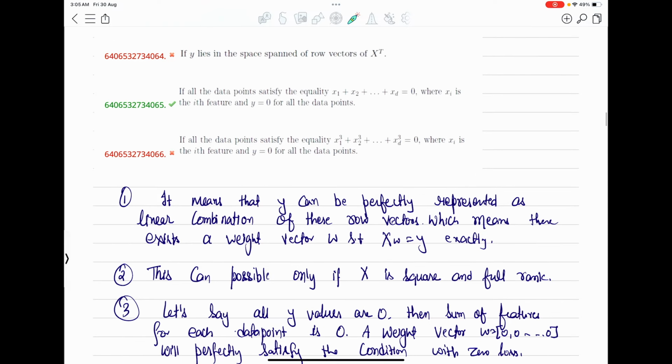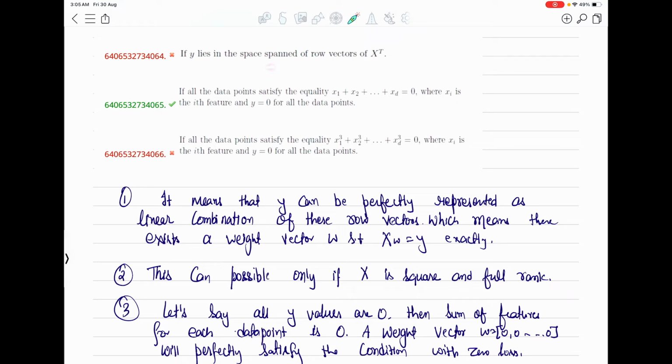And if y lies in the space spanned by the row vectors of x transpose, this is not true. This can be possible only if X is a square or full rank matrix. If X is a square matrix, then it is true. That is a possibility.